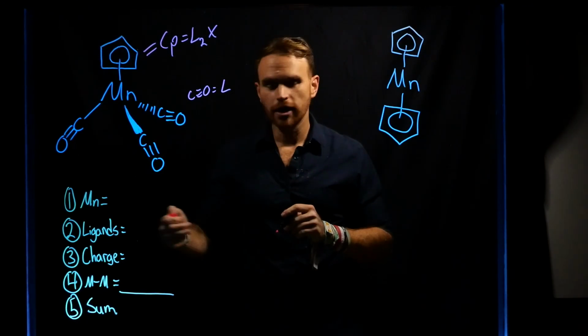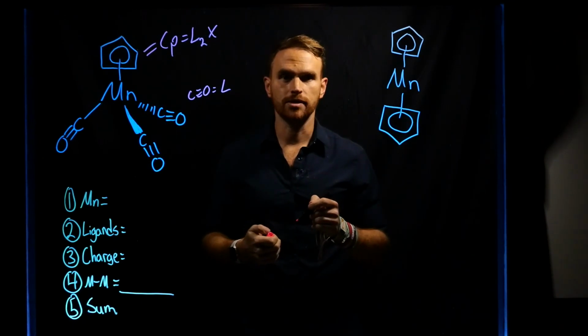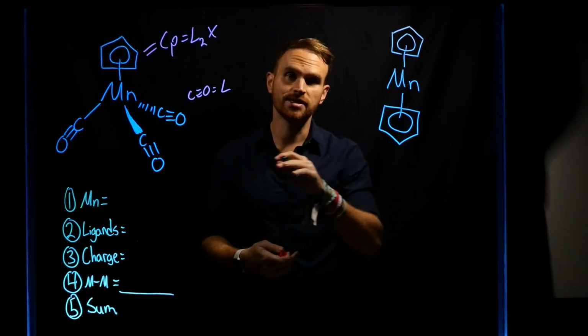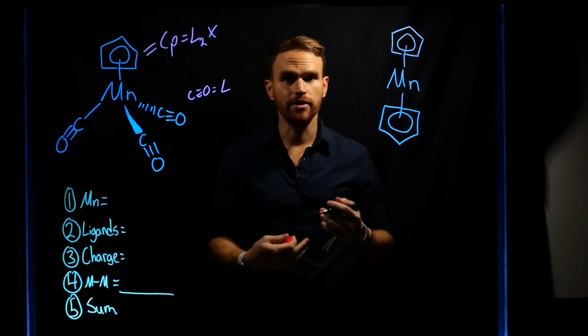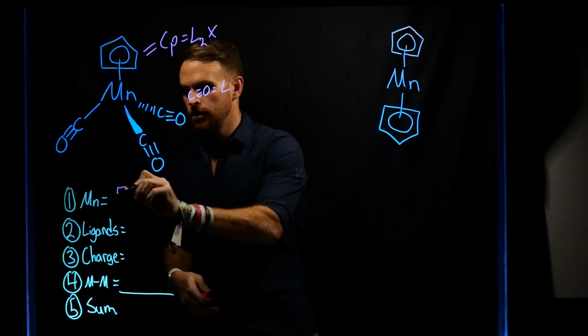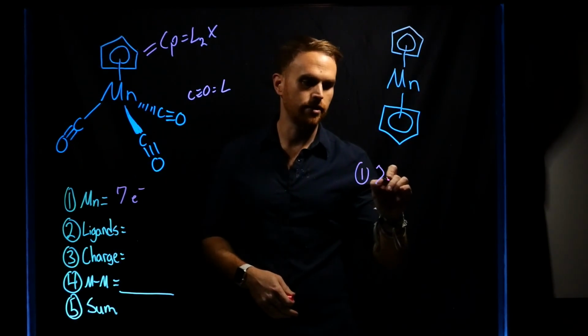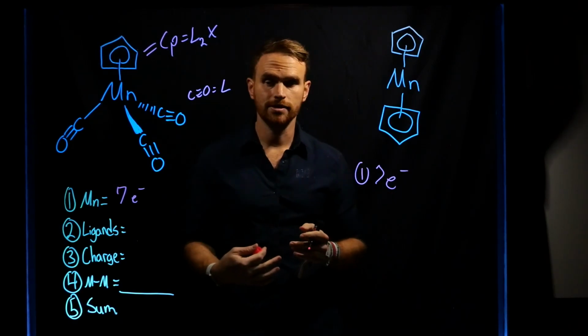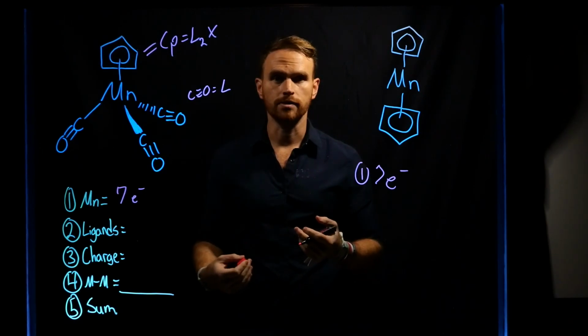And now let's go over the answer. So both of the metals in each of these complexes are manganese. Manganese is the 7th element on the 4th row of the periodic table, so it has 7 valence electrons. Same is true on both of these complexes. 7 electrons coming from manganese. The next step is to determine how many electrons are coming from the ligands.